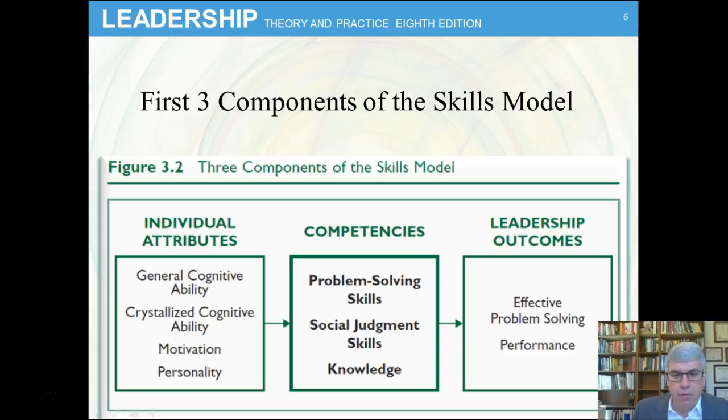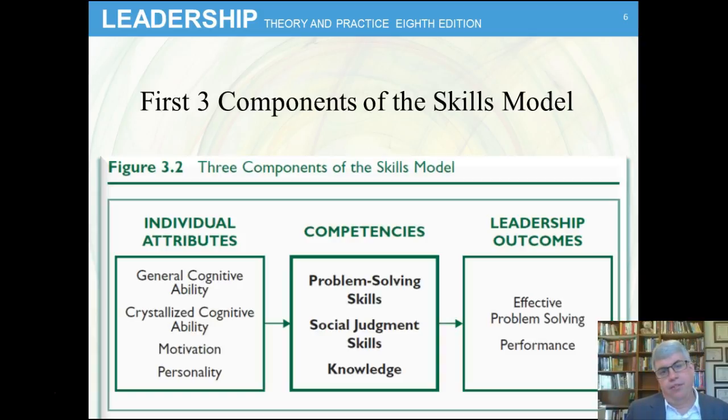And the skills model says that what's necessary to get those outcomes are competencies. And so competencies is another word for skills here. And you need to have problem-solving skills. You know how to solve problems. You need social judgment skills, which is the idea of you need to know how to work with people. And then you have to have knowledge to look at what's going on and then solve the problems with the techniques that you have.